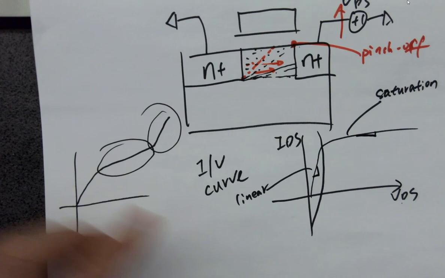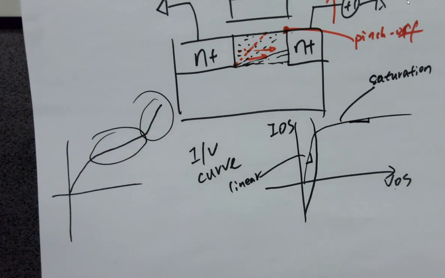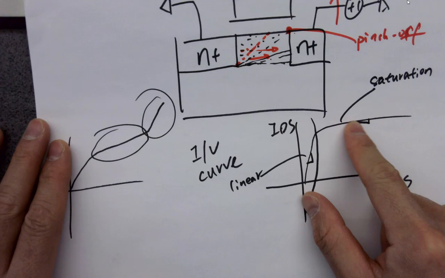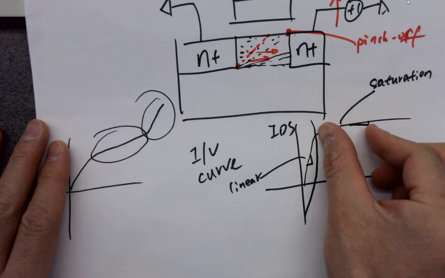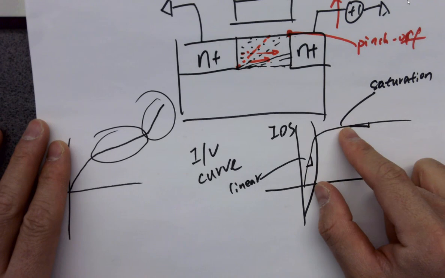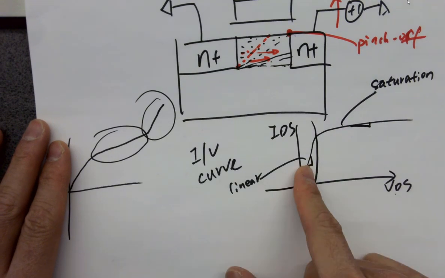Just let me know which region has a higher resistance and why. Saturation has a higher resistance because this is the V, right? If you draw that slope over here, you get a super long V and a little tiny I. So eventually you are getting a very high R. But over here is the low resistance.